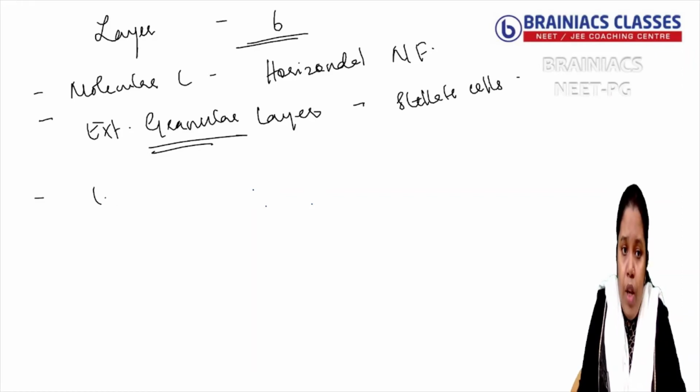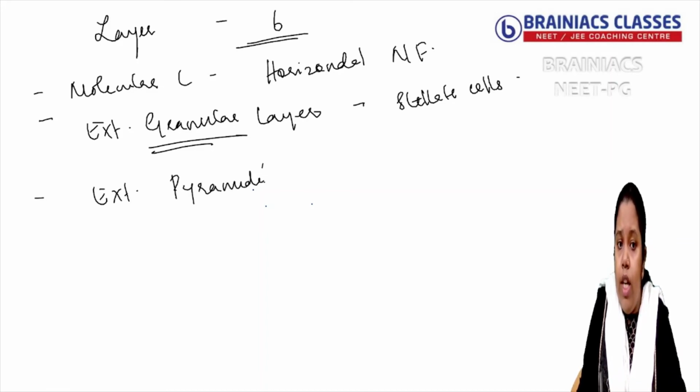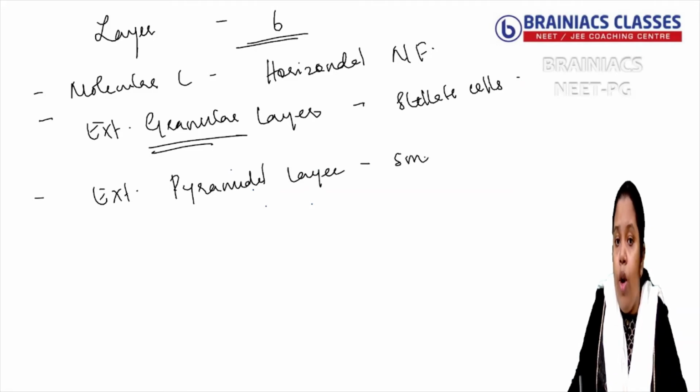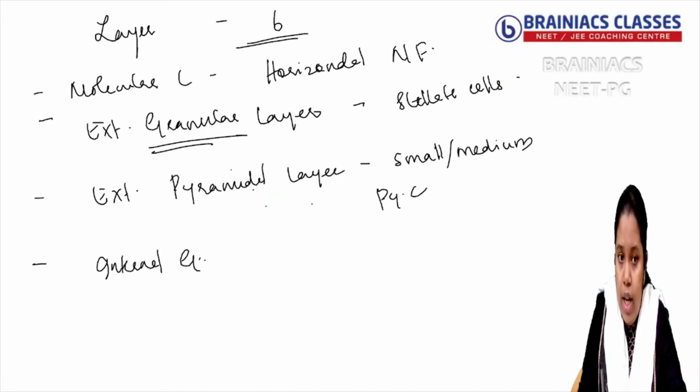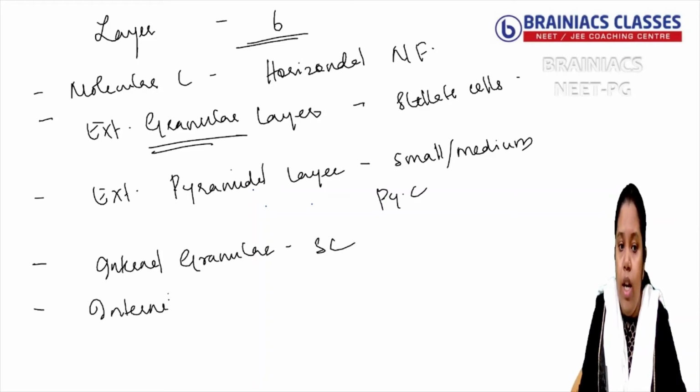Then you have the external pyramidal layer, where you can see small or medium sized pyramidal cells. Then you have the internal granular layer, which contains the stellate cells. And you have the internal pyramidal layer, which has the large pyramidal cells.